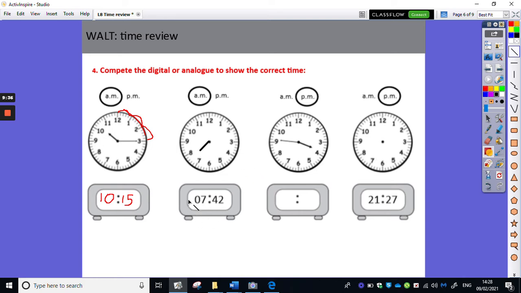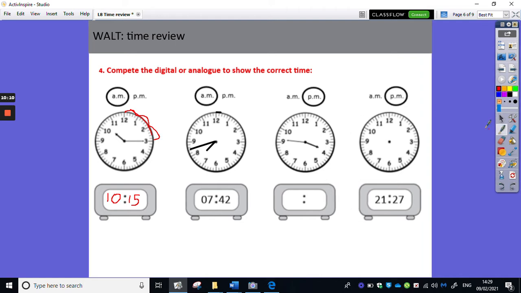So that is my hours, okay? Then I need to count 42 minutes to find out where my minute hand goes. So I know 5, 10, 15, 20, 25, 30, 35, 40. So 40 is on the 8, then I need to count 1, 2. So I know my minute hand is going to be pointing there. So make sure that your hands are the right way round. It should be the longer one pointing to 42 and the shorter one just past the middle of 7 and 8. Okay? Right, let's look at the next question.